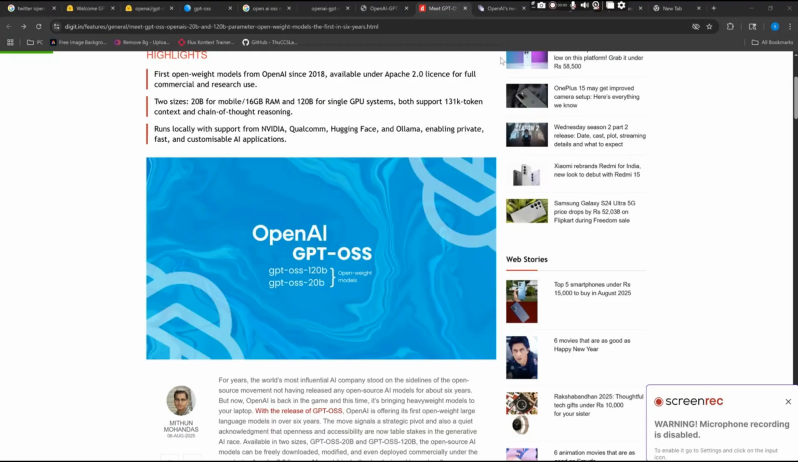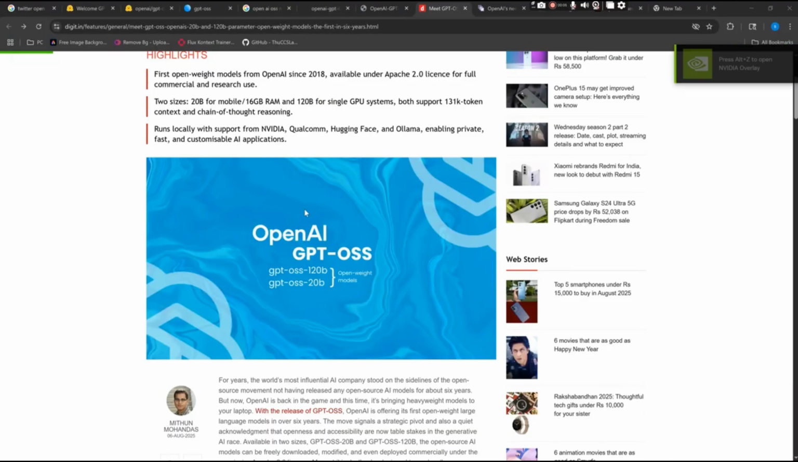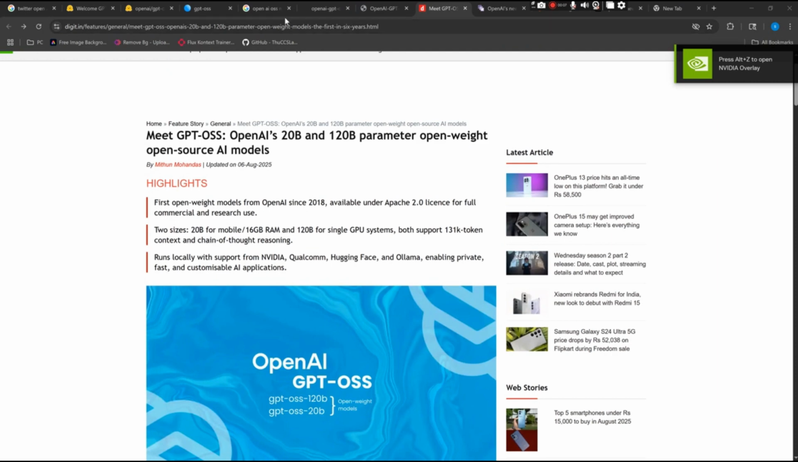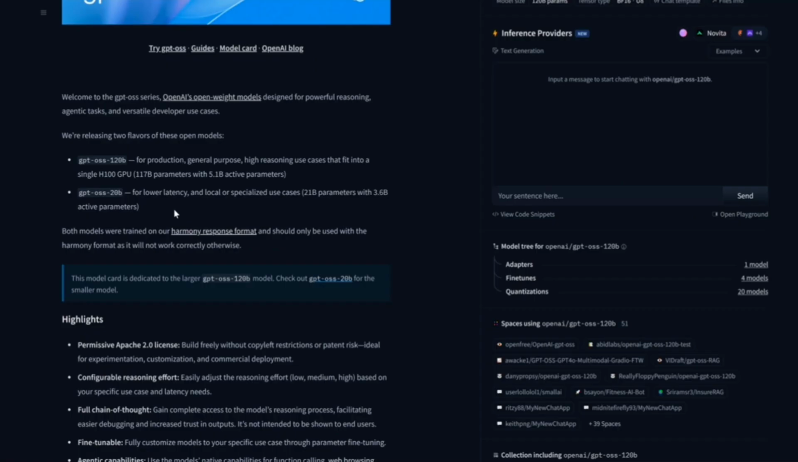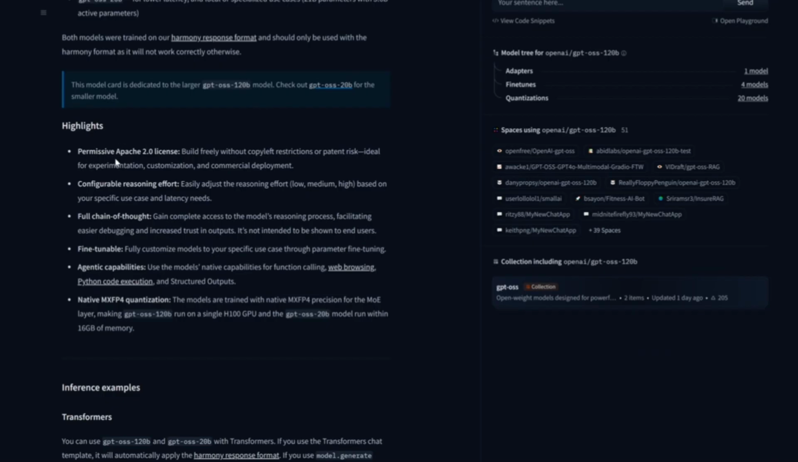Hey everyone, I'm back with another deep dive, and yesterday, OpenAI dropped something massive. These aren't just open source models, they're open weight models, released under Apache 2.0 license, meaning you get the actual model weights to do whatever you want with them. Here's what makes this incredible.